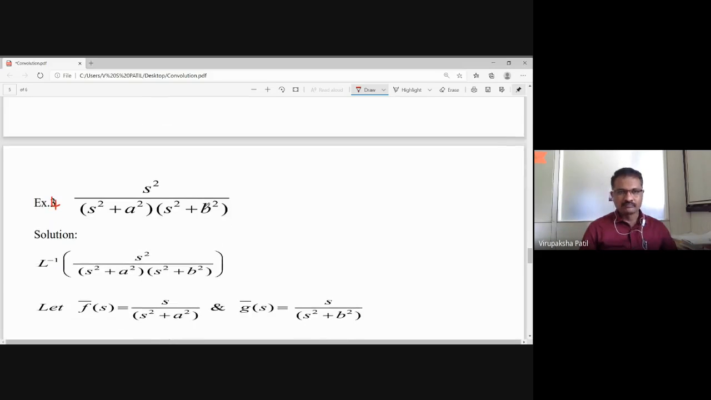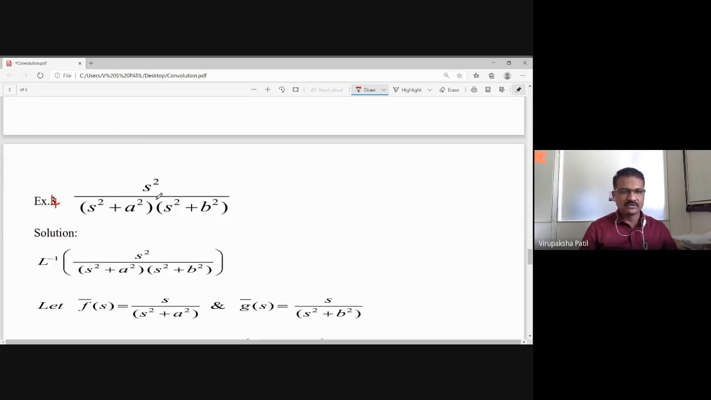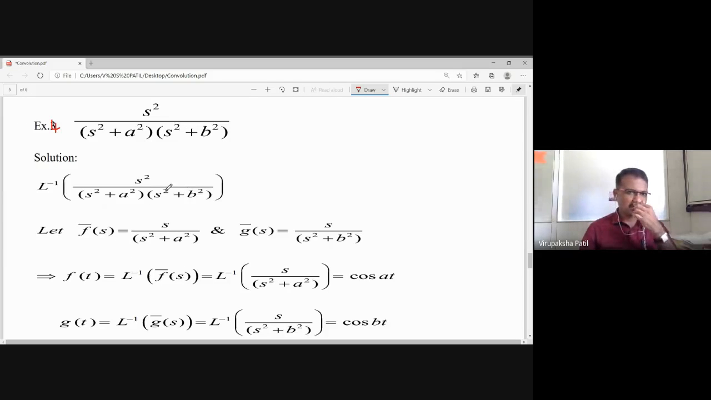Now this is your given function. You have to find the inverse of this using the convolution theorem. Therefore, L inverse of s square divided by (s square plus a square) into (s square plus b square). So you have to choose f bar s and g bar s properly here. So s square is there in the numerator, means both the terms in the numerator are going to get used, so that if you multiply you must get s square.